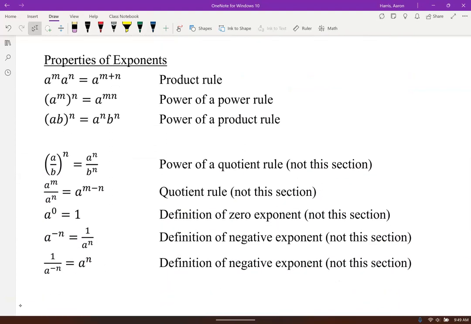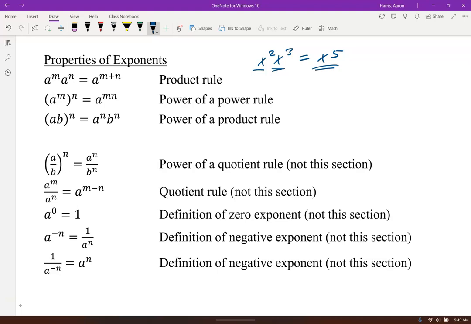Alright, so here's our product of exponents, a product rule. So for example, x squared times x to the third is x to the fifth, right? 2 plus 3, there's 2 x's, there's 3 more x's, so there's 5 total x's.